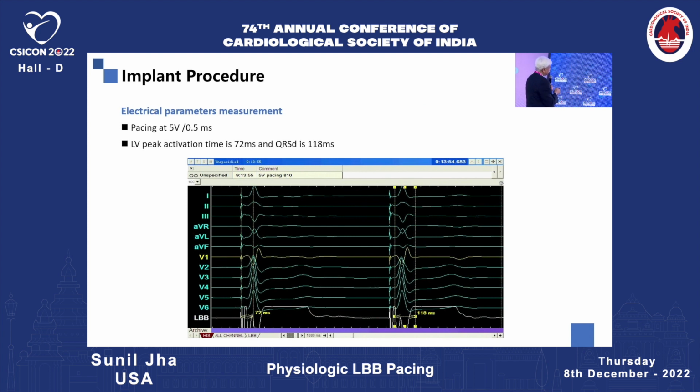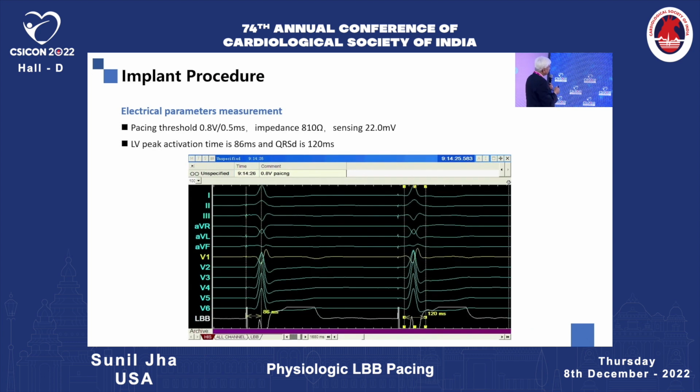Here it shows that you have non-selective capture. Look at the electrogram here, left bundle electrogram. Okay, it's completely fused, and your ventricular activation time is 72 milliseconds. QRS duration is 118 milliseconds, and you are pacing at 5 volt at 0.5 milliseconds though.